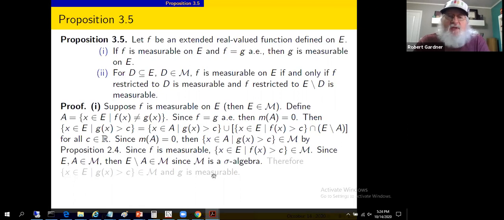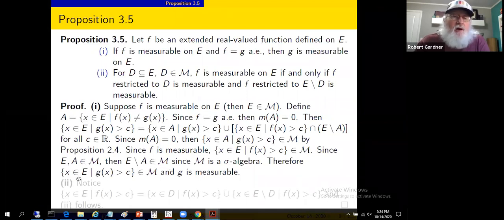So each of these three constituent sets is measurable. We've got some unions and some intersections. So the set which they equal, x values for g of x is greater than c, that's a measurable set. We could do this for any real number c and draw the conclusion that g is a measurable function. G equals f almost everywhere. If f is measurable, then so is g.